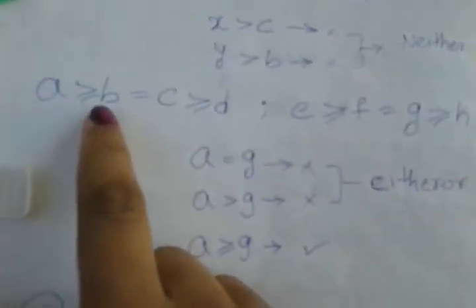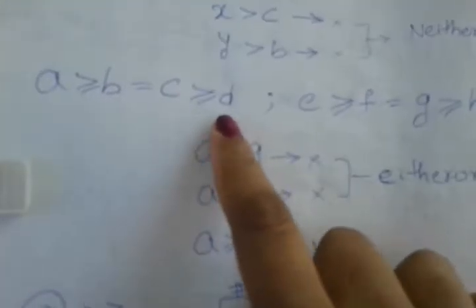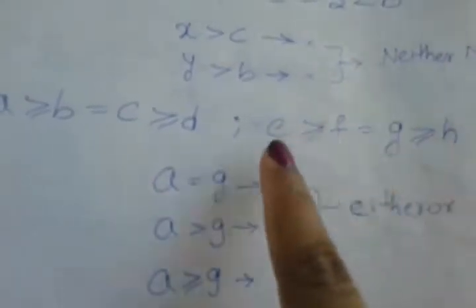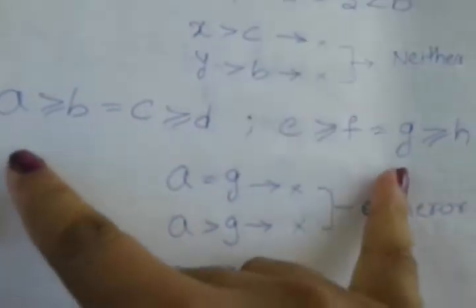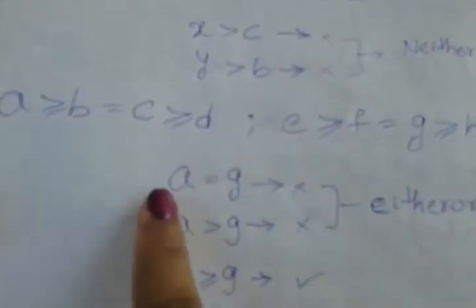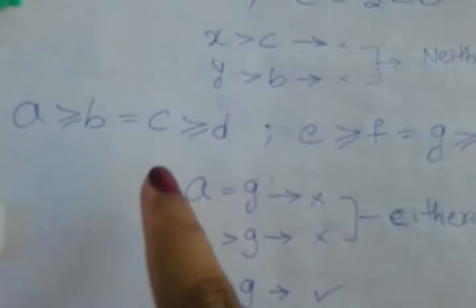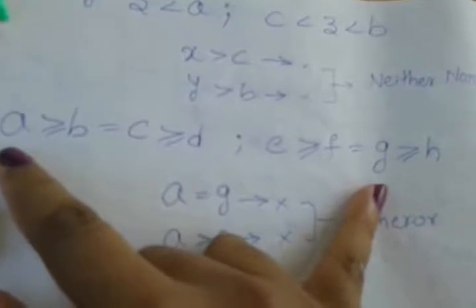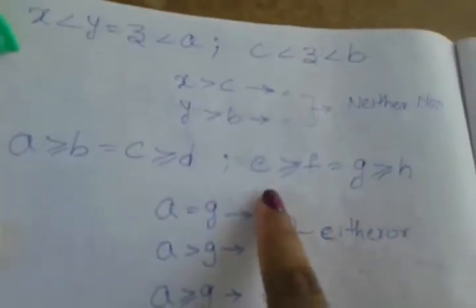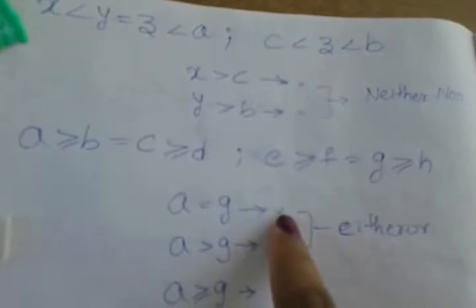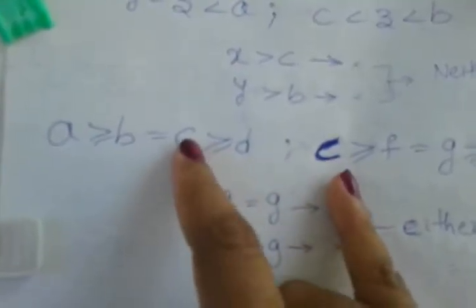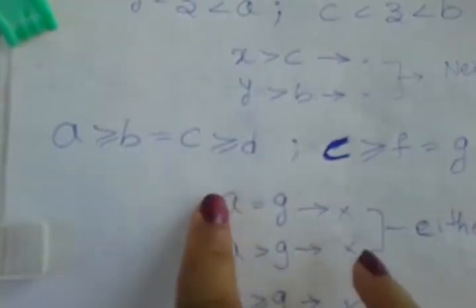See here, a is greater than or equal to b equal to c greater than or equal to d, e is greater than or equal to f equal to g greater than or equal to h. Okay, they are asking between a and g. I have to find my relation between a and g. Fine, is there any common factor between these two? That one I have to find first. So what is the common factor that I have here? I have c as a common factor, so based on this c, I have to make the relation between a and g.